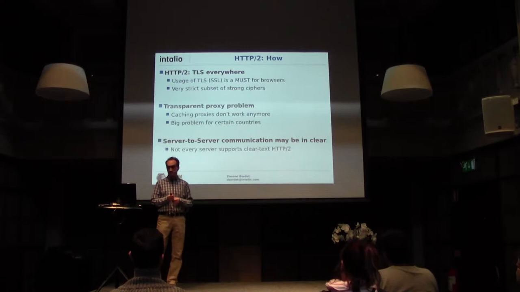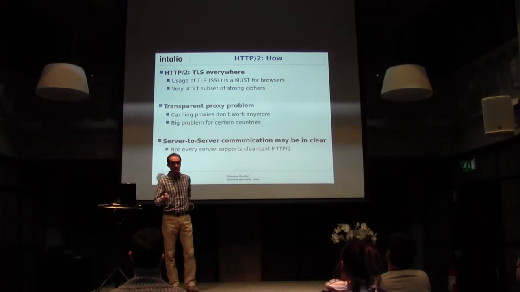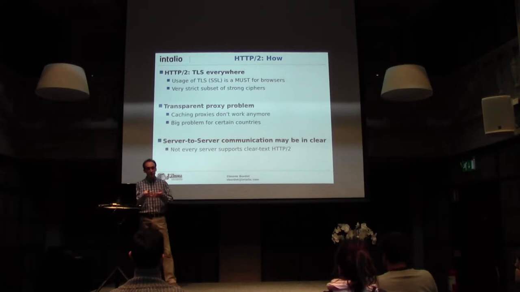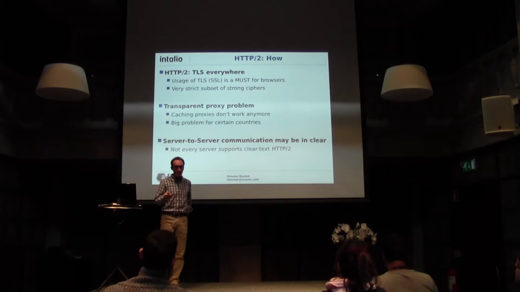Not only this, but the HTTP2 specification said that the current TLS version is 1.2, and of the security ciphers, so the algorithms that are used for encryption in TLS 1.2, only one was actually good for HTTP2, right? So they actually are even more advanced than what the current TLS specification says, and they really want to have strong encryption for HTTP2. This, however, poses a problem for what they are called transparent proxies.